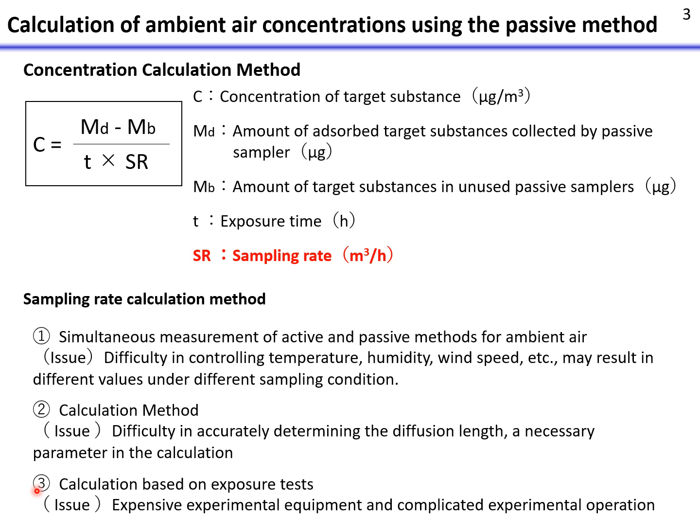The method for determining this by exposure testing is described in the Japanese standard JIS and ISO 16107, and experiments can be conducted in accordance with those standards to determine the sampling rate of a passive sampler in an environment with controlled temperature, humidity, and wind speed. However, it is necessary to prepare a large chamber and compressor for the test, which involves high cost for experimental equipment. In addition, complicated experimental operations are required, such as sufficiently stirring the air in the large chamber and conducting exposure tests when the air in the chamber is uniform.